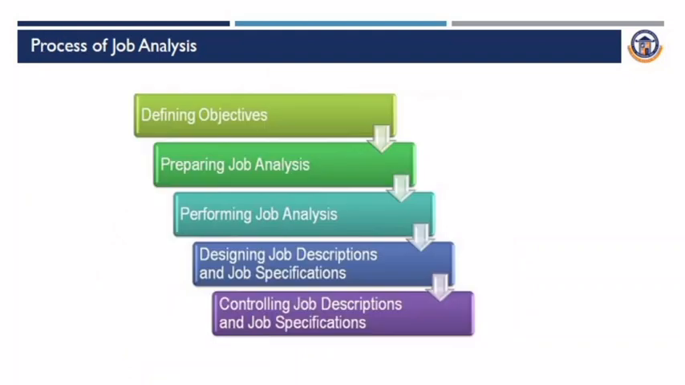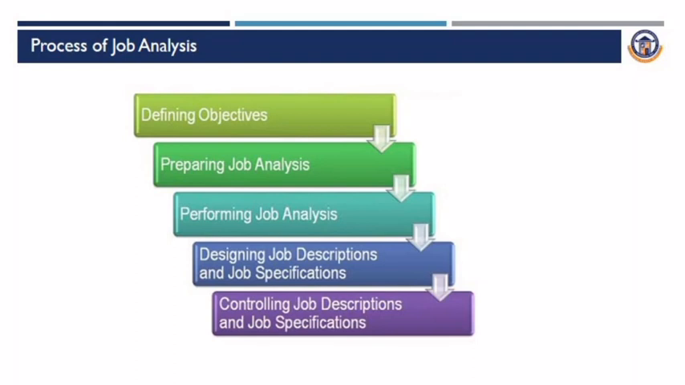So next is the job analysis process. This job analysis starts with defining objectives. So what is the objective of job analysis? We need to write a job description and job specification for a particular job, right? That is the main objective of this process. Next is preparing job analysis. In this we will be collecting the data required to design those specifications and descriptions.